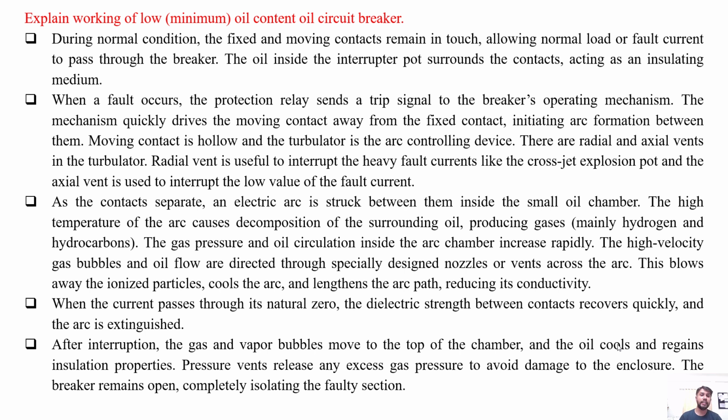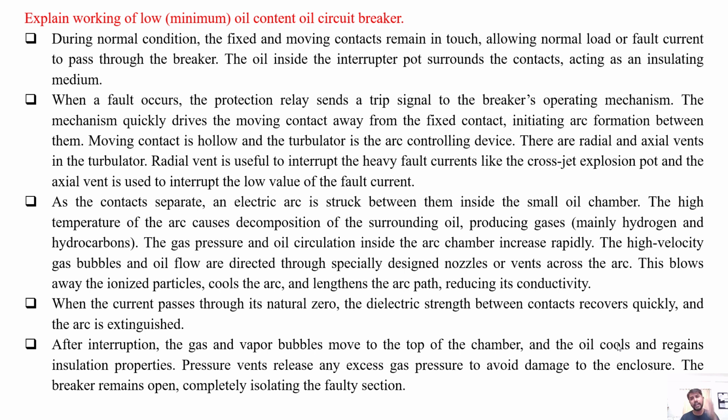Now, when a fault occurs, the protection relay sends a trip signal to the breaker's operating mechanism. The mechanism quickly drives the moving contact away from the fixed contact, initiating arc formation between them in the arc chamber. The moving contact is hollow and the turbulator is the arc controlling device.